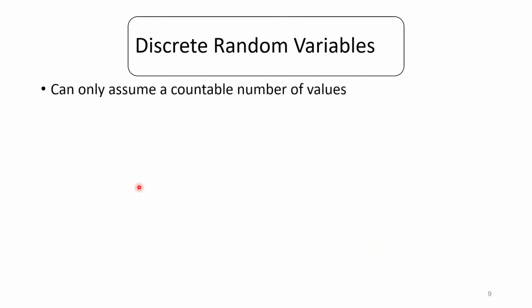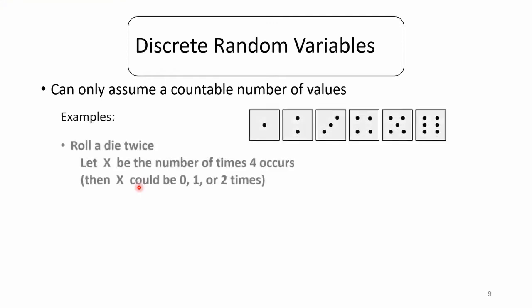So again, it can only assume a countable number of values. Let's have a look at a couple of examples. Let's roll a die twice, and what we are interested in is the number of times 4 occurs, right? So that is our random variable. We are going to name this as x. Our random variable is labeled as x, and it is the number of times 4 occurs, right?